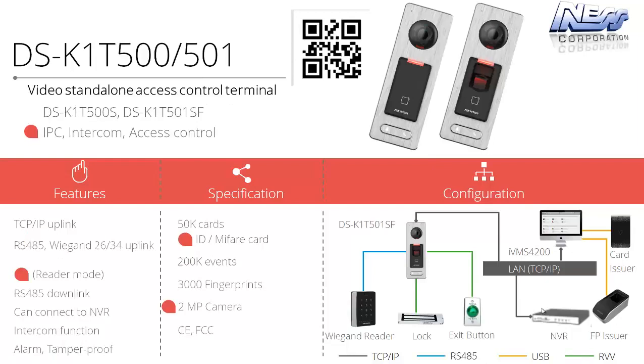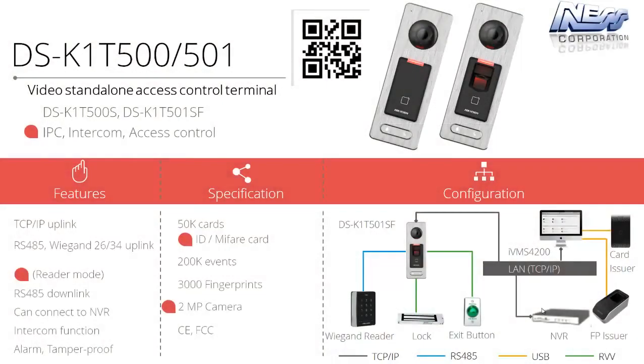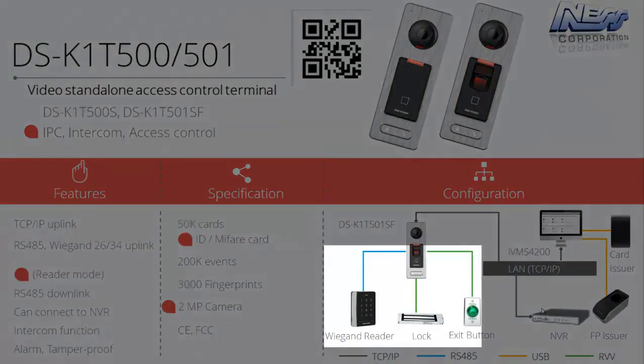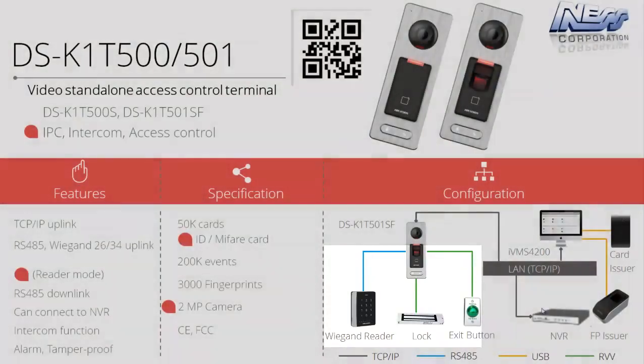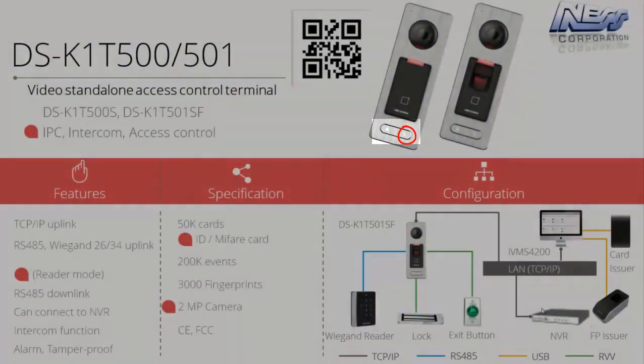Also available in the range are video standalone access terminals. These also include a wide angle 2 megapixel camera that gets the video stream to record onto an NVR, so you can record from that camera at all times. There are 2 different models available, one with a card reader and one with a card reader and fingerprint reader. There's also a Wiegand input for putting an additional reader onto it, as well as an exit button for request to exit. If you hit the left hand side of the button it will ring the doorbell, and if you push the right hand side of the button there's an IP intercom.